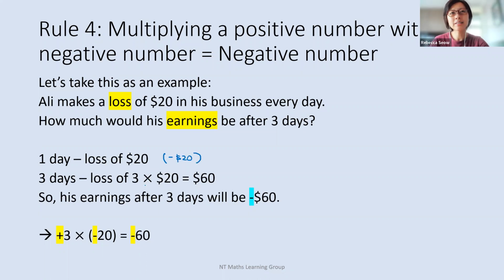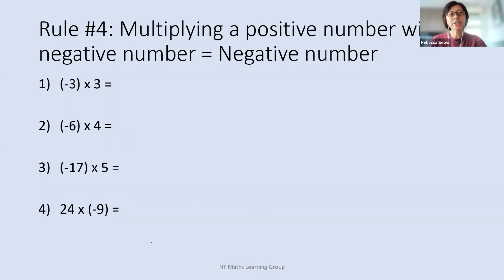So 3 days later, it would be 3 times the -$20. So that would be -$60. Okay, so his earnings would be -$60. In other words, 3 times negative $20 will be negative $60. Multiplying a positive number by a negative number gives you a negative number. Let's try these questions together.